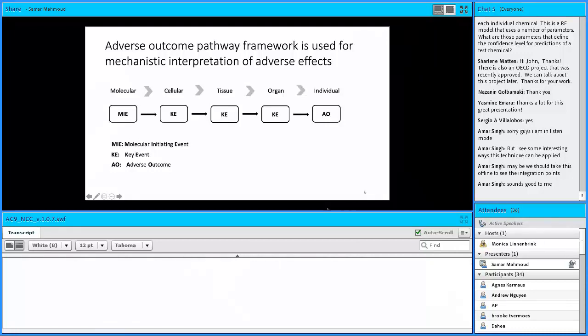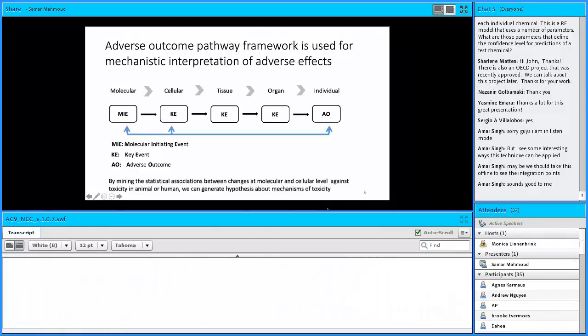In order to use the data so that we can understand how perturbation at the molecular and cellular level would lead to adverse outcomes at the individual level, or in the in vivo and clinical level, what we can do is mine statistical associations from the data that we have gathered so far, from the changes at the molecular and cellular level against the observation of toxicity in animals and humans, and then we can generate hypotheses about these mechanisms of toxicity.